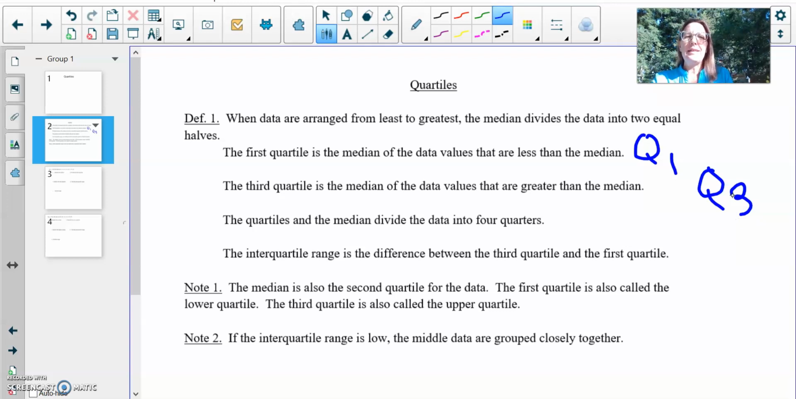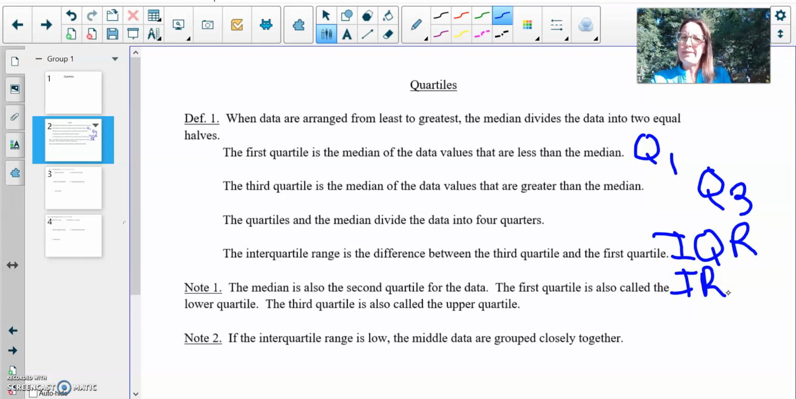The quartiles and the median divide the data into 4 quarters. So for quartile, think of the word quarters. It's dividing your data into fourths. The interquartile range is the difference between the third quartile and the first quartile. I've seen interquartile range written a couple of ways: as IQR, and I've also seen it written as IR.